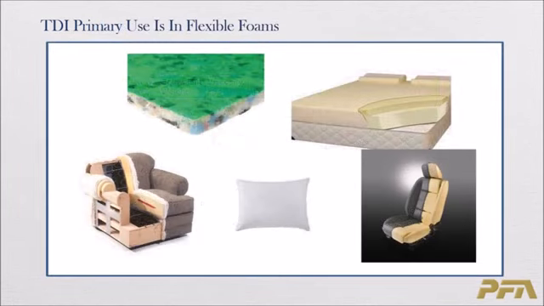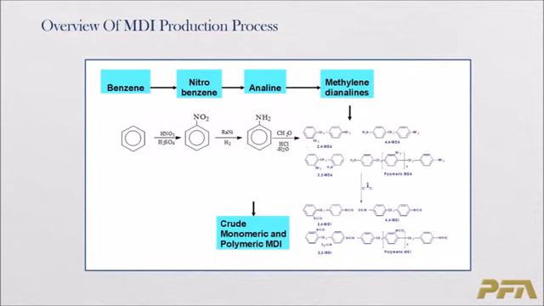The primary use for TDI is in flexible foams. So that's by far the largest, really the only market segment for TDI, as opposed to MDI. So MDI starts out with benzene. You do a mononitration and then a reduction of the nitro to form the amine, which is aniline. You then do a formylation where you're doing a coupling reaction of these aromatic groups. And when you couple them together, you can couple them in a number of different ways to form both monomer and couple several rings together to form the polymer.